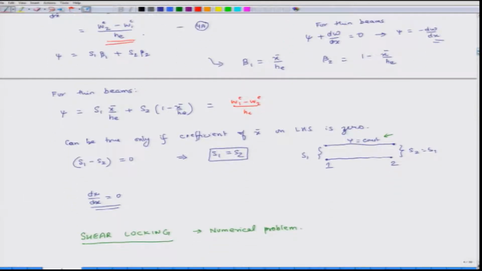it got duplicated, and here again when I defined betas, then beta 1 was defined as x bar over He. Actually, that should have been beta 2, and beta 2 which was defined as 1 minus x bar over He, that should have been defined as beta 1. And the last error which flowed out of this was that this term on the right hand side should have been W2 minus W1 over He.